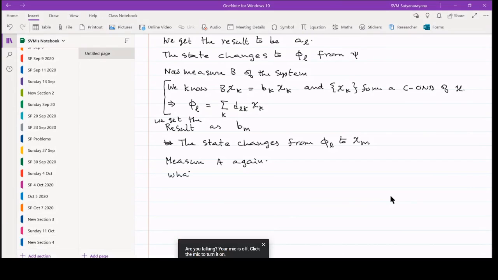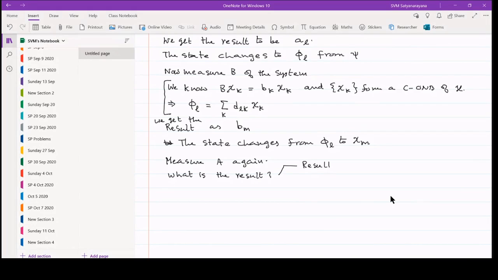So my question is, what is the result? There are two options. The first option is, I do not know the result, and I can only say that the result belongs to this set. The other option is that the result is whatever earlier result that we got, AL.